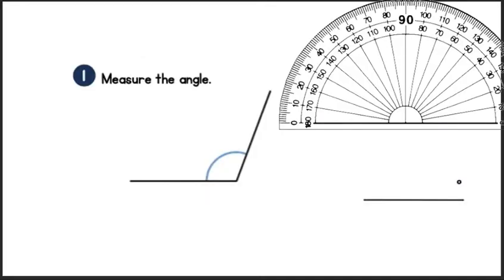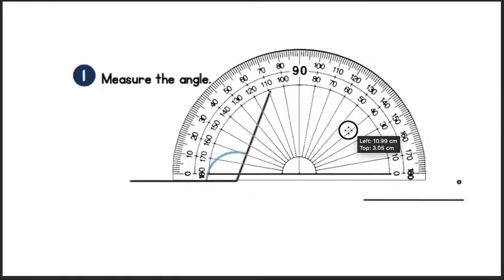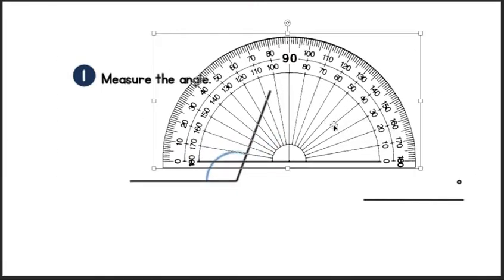So starting with question 1, what it wants us to do is measure this angle. Now if you still are unsure of how to measure an angle, I do have a video uploaded onto the YouTube channel that we've sent a link out through Purple Mash. So go and have a look at that. But what you need to do is line the tip, well, this cross section of the protractor with the point of the angle.